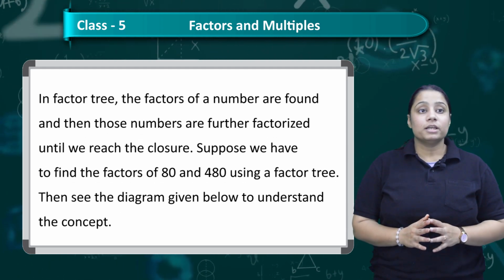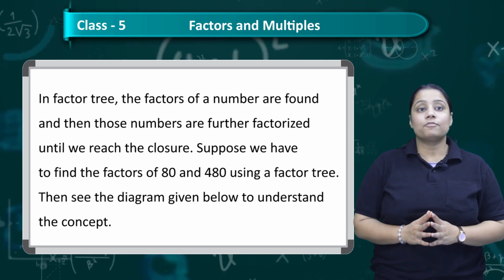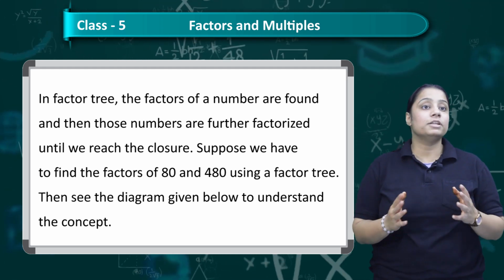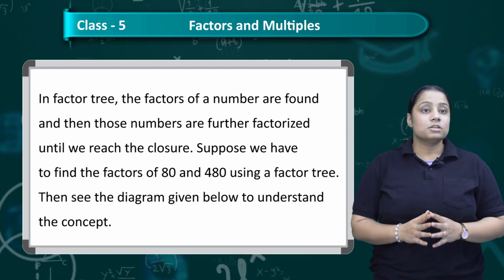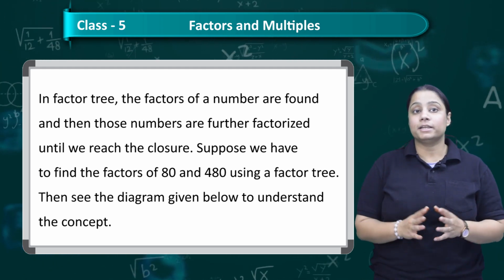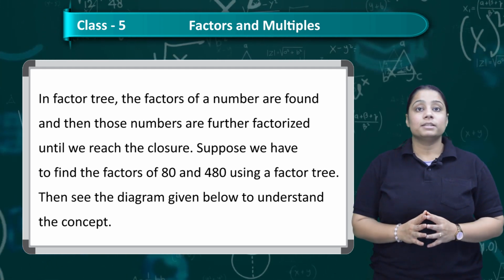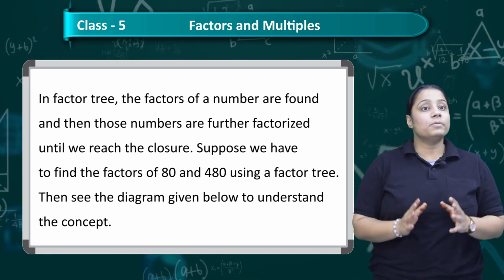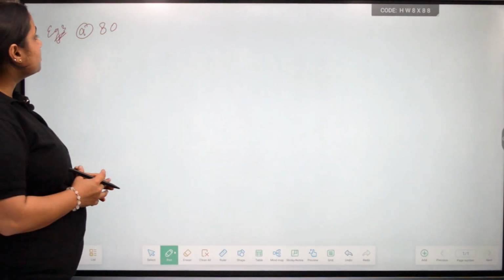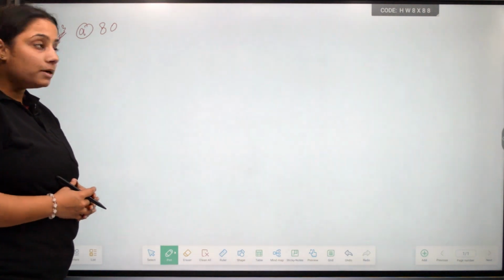In a factor tree, the factors of a number are found and then those numbers are further factorized until we reach the closure. Suppose we have to find the factors of 80 and 480 using a factor tree. Then see the diagram given below to understand the concept. We have to write the prime factors of 80 using the tree method.